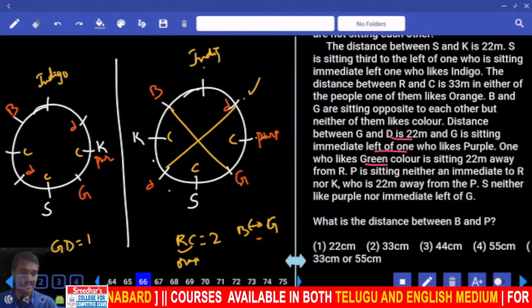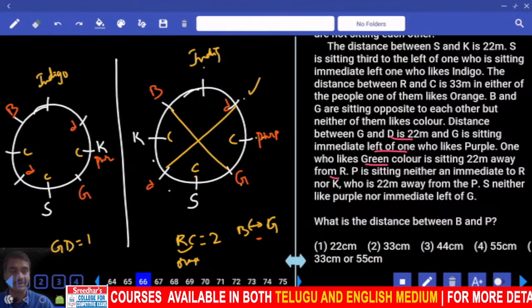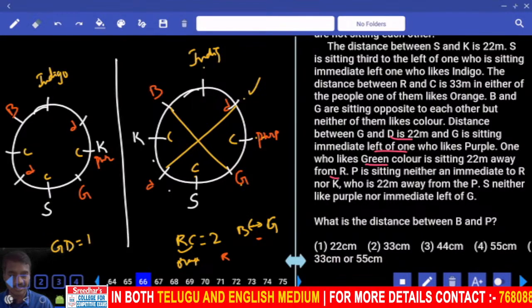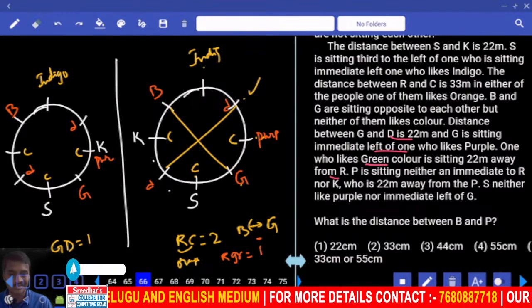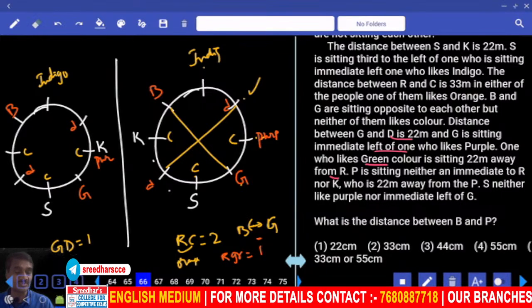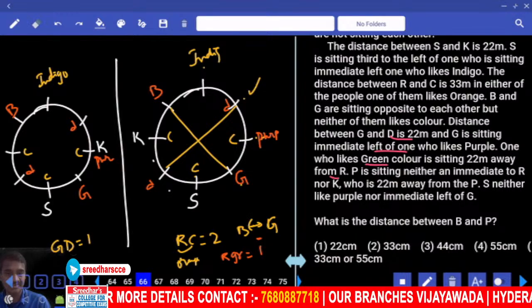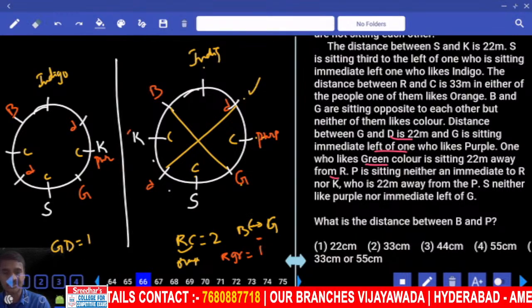The one who likes green is sitting 22 meters away from R. That means between green and R there must be exactly one person. Can you have green at this place? If green is here, then R cannot be here.